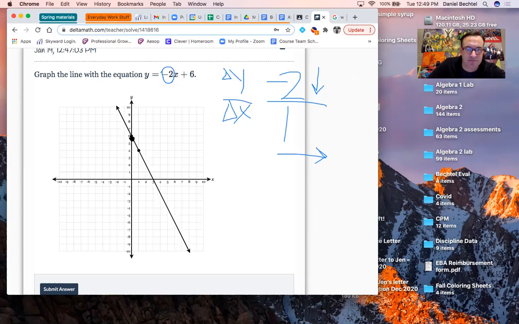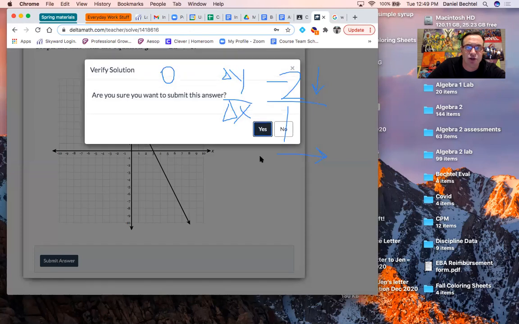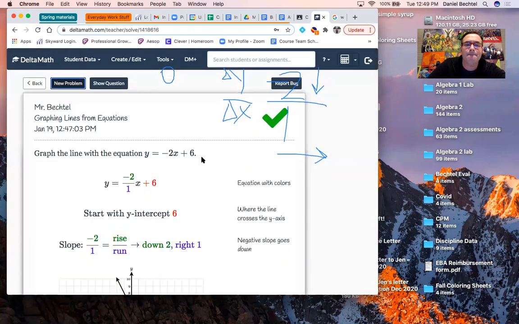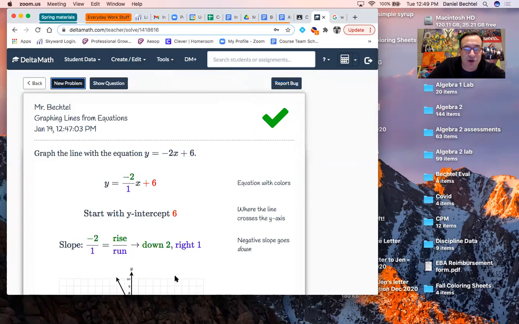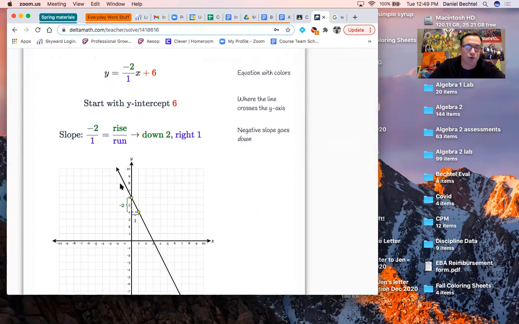We started at (0, 6), boom, down 2, to the right 1. We kept doing that. It would keep going on this line. So if I submit this answer, sure you want to submit that answer? Yes. Boom. That's exactly right. Now, with that being said, please understand, I realize how ugly some of this stuff can be. I just want to make sure that you guys are on the same page with how we do some of this stuff. So the -2 over 1, starting with the y-intercept of 6, making sure we follow through with this.